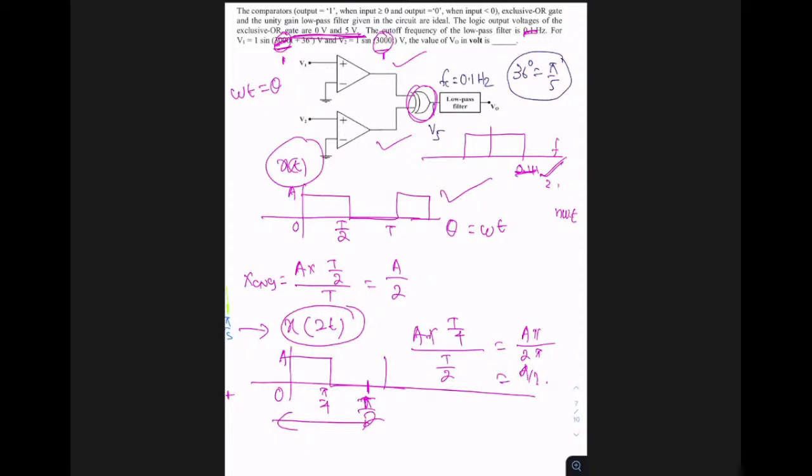XOR gate output, yeah. You try it later. You take this, okay, fine.